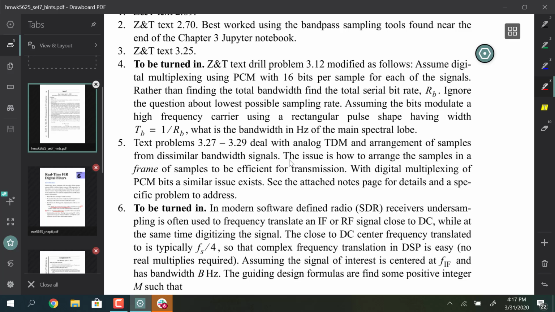In this case, it says digital multiplexing with PCM with 16 bits per sample for each of the signals, and I've modified the problem to just say what's the bandwidth. And that's a very simple problem. You're just adding up the bit rates, knowing that you've got 16 bits per sample, but you do have to read the problem to know what the sampling rate is that's needed, and that's based on the bandwidth of the message signal for that problem.